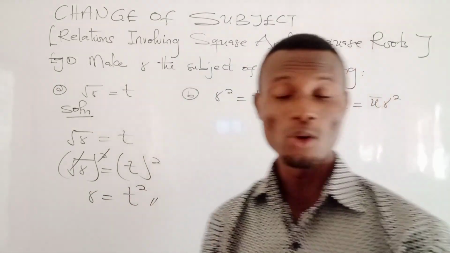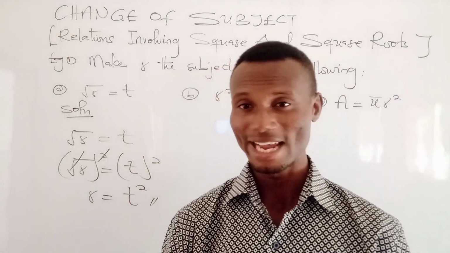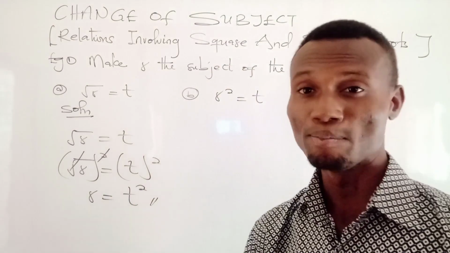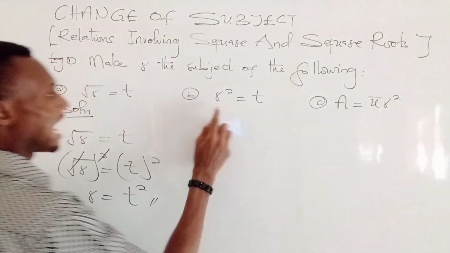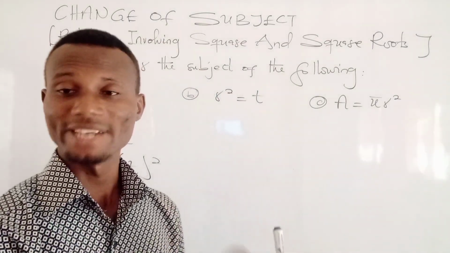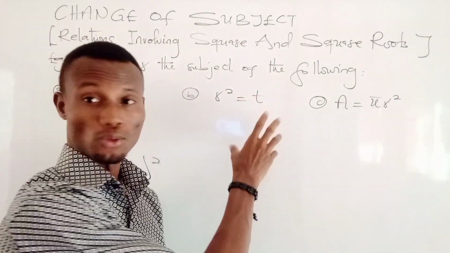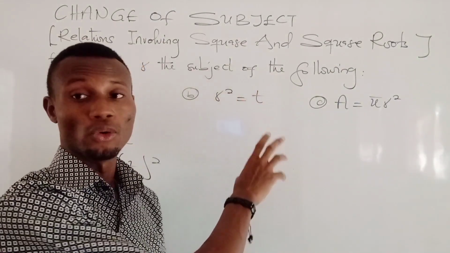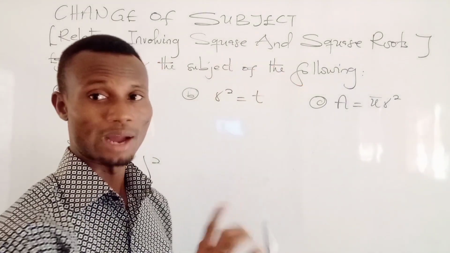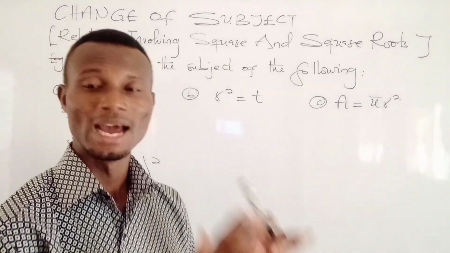Okay, I hope the explanation is clear enough up to this point. So let's go ahead and handle the B as well. For the B, we have R squared equals T. We are to make R the subject of this given equation. This is an example of a relation that contains a square, and I'm going to show you how to handle that one as well.